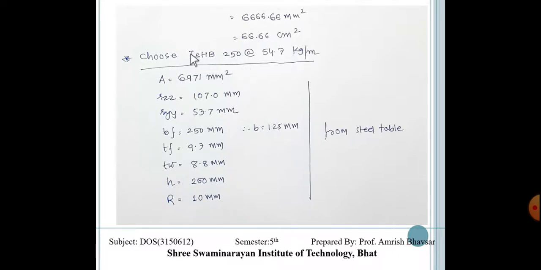Now the properties from the steel table: area 6971 mm square, rzz 107, ryy 53, bf is equal to 250, so b is equal to half of that. Thickness of flange 9.3, thickness of web 8.8, h height that is 250 mm, root radius that is 10 mm. Now from this we are going to classify the section and design the section.